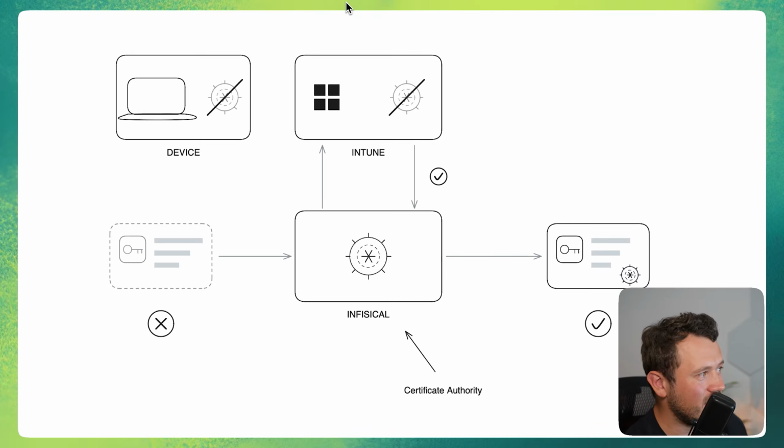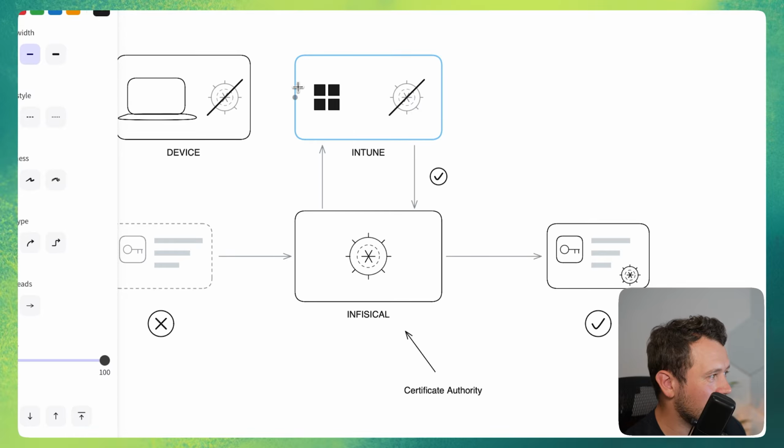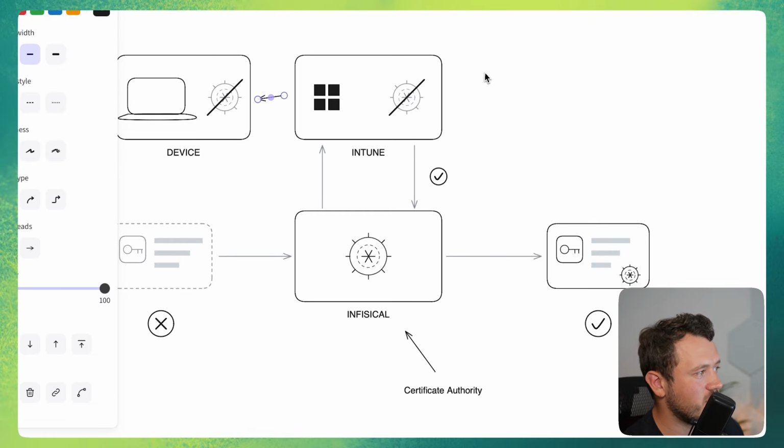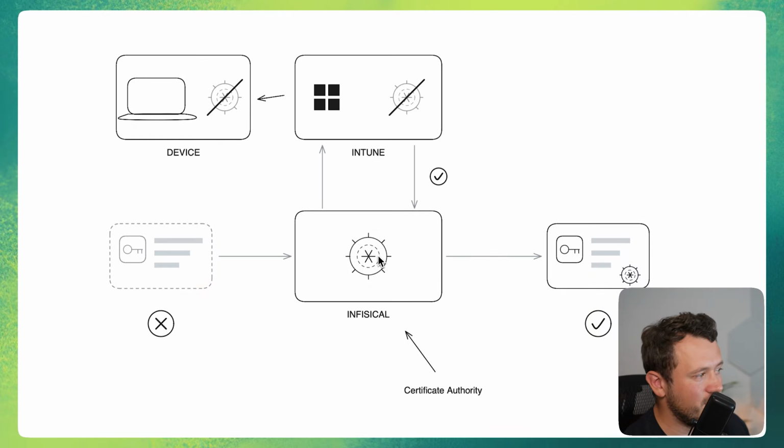And next we have Intune. Now, Intune is going to decide which devices should get a certificate, and it's going to do this by pushing down a certificate profile. Now, Infisical checks with Intune before issuing anything, and Intune itself never issues a certificate.